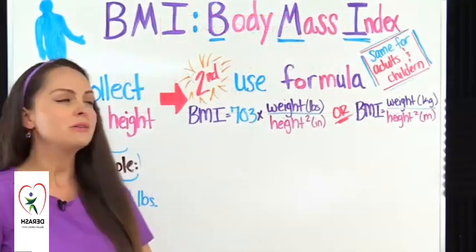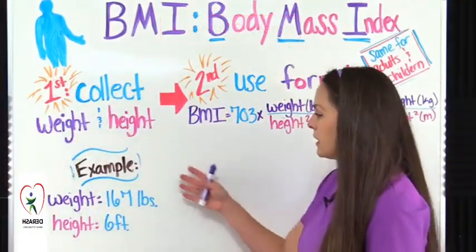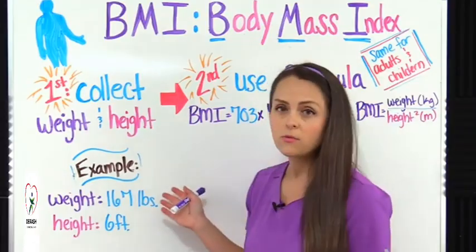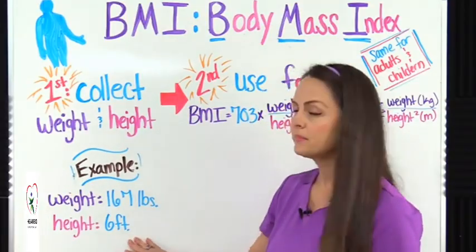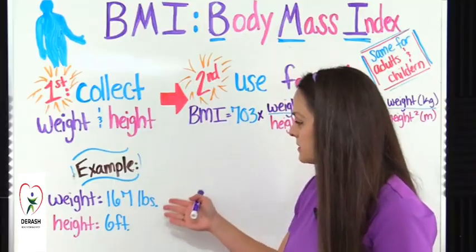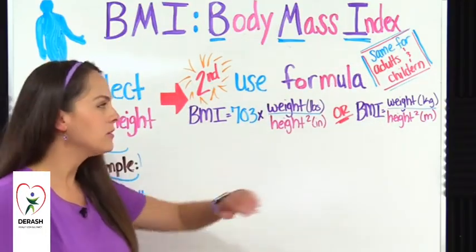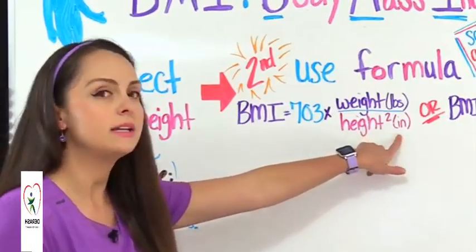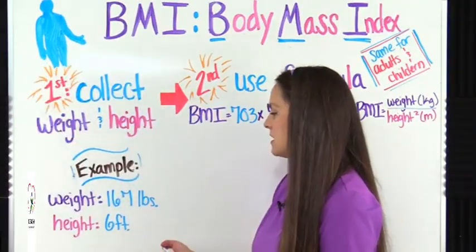So first, we're going to use this formula because our example over here is in imperial units. So here our patient weighs 167 pounds and they have a height of 6 feet. And because we're dealing with pounds and feet, we can use this formula right here. But notice in this height part, it needs to be in inches. So quickly what we need to do is convert 6 feet into inches.